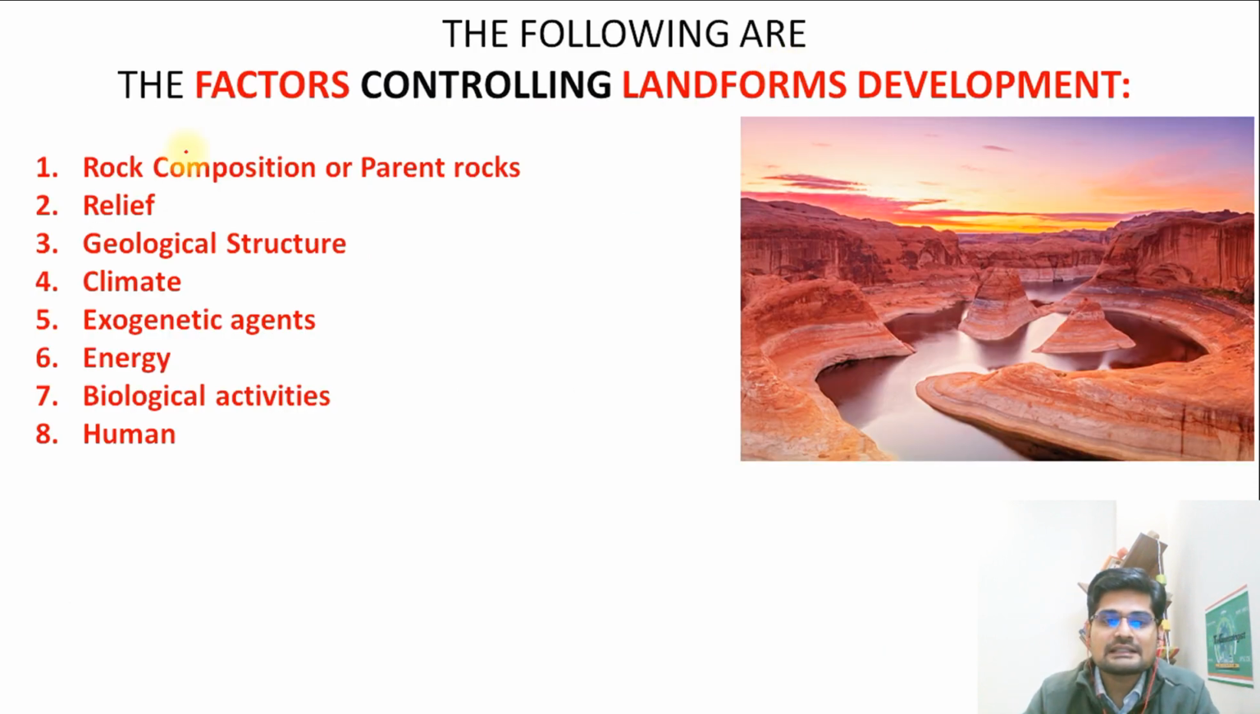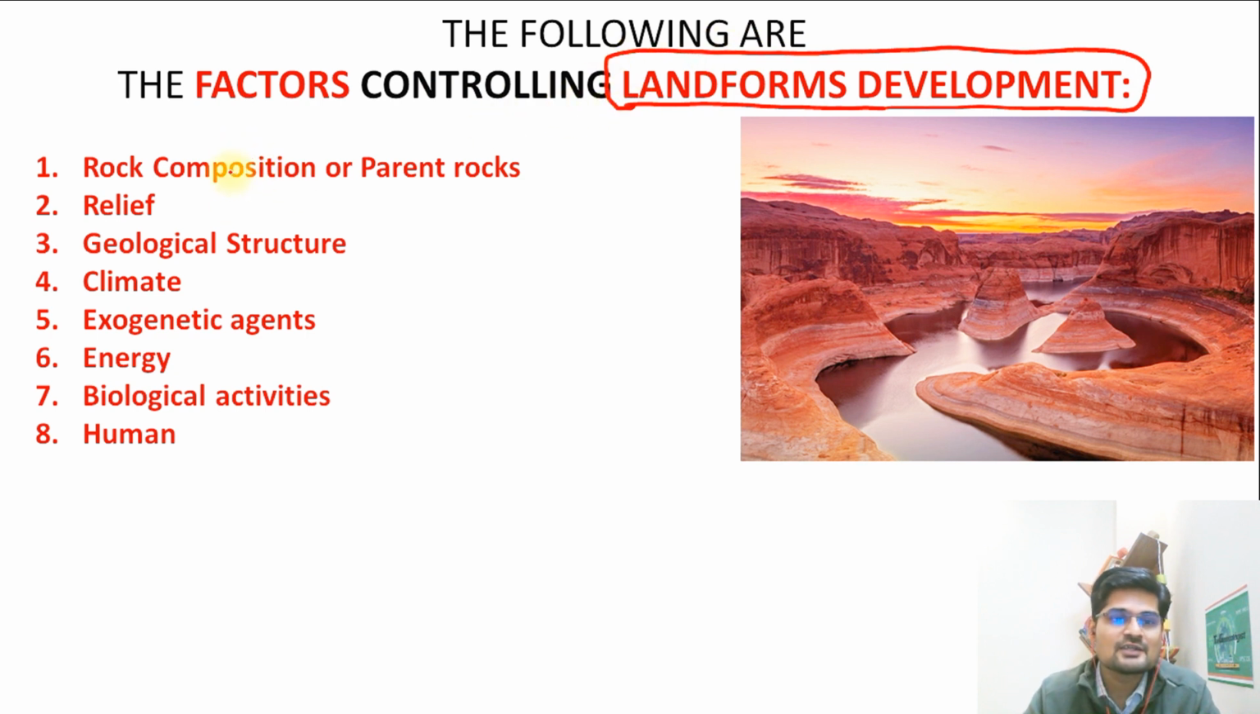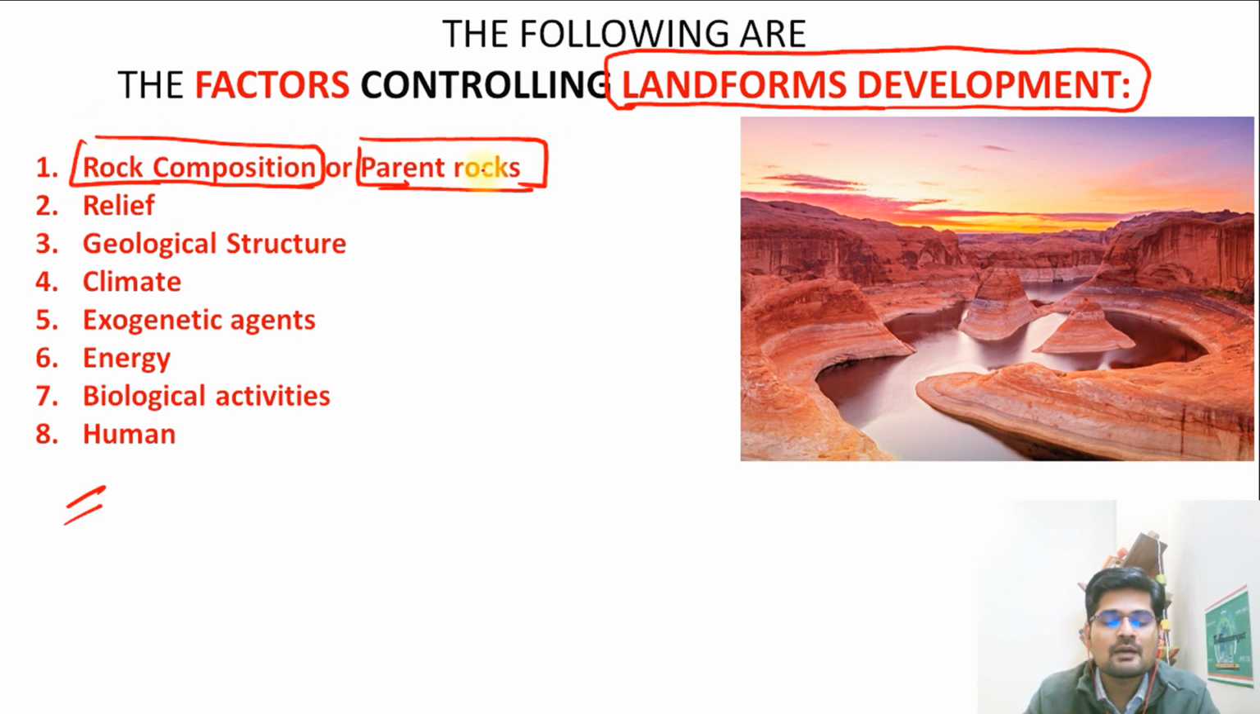So now let's look at the list of the factors that control the landforms development, or what we have already learned in various theories of landforms development, these factors. So what are the numerous factors? Almost 8 factors can be listed straight away. What are these 8 factors? Rock composition and parent rocks that we say. So rock composition, why is it important? We are going to discuss that in detail. Remember, parent rocks, they are called parent because they are the source, they are the beginning, right? From where evolution starts.